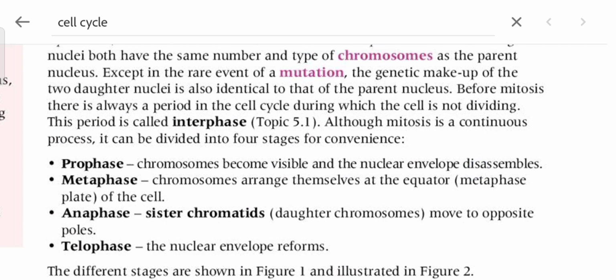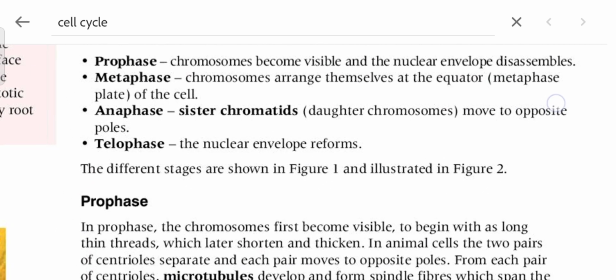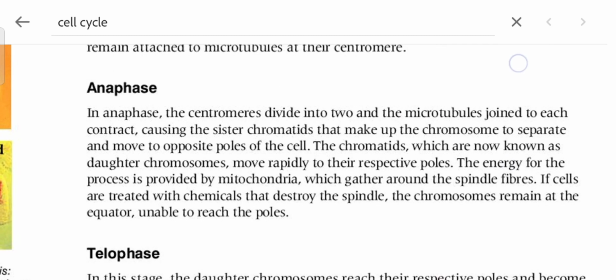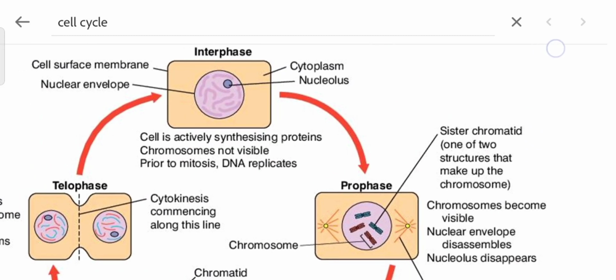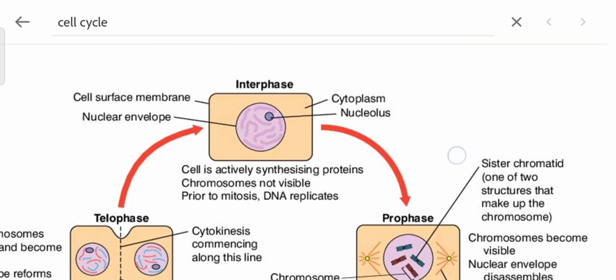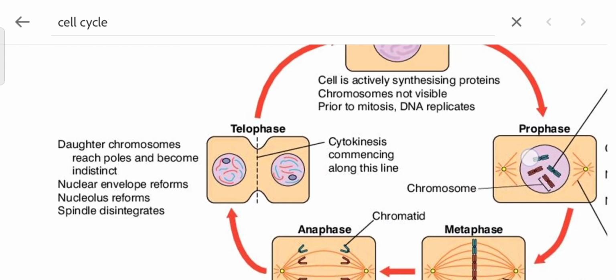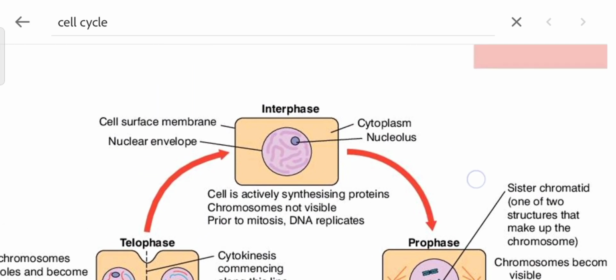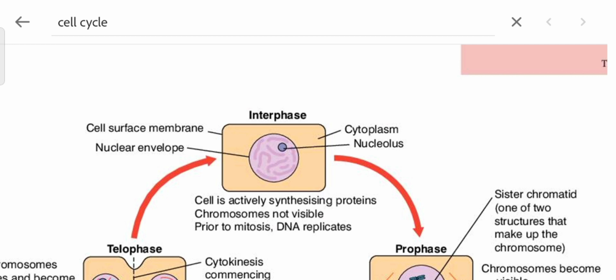So we are going to look at the different events that take place during each of those stages, and then that will be done. So we are going to start with the interphase.